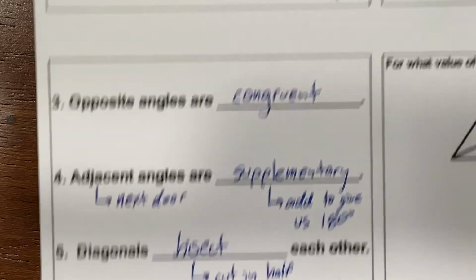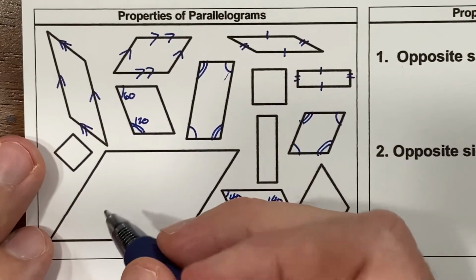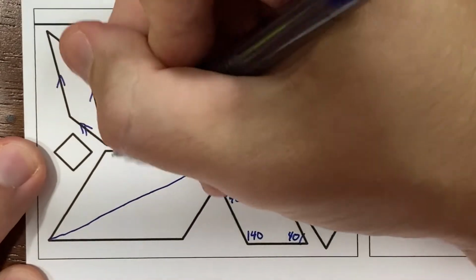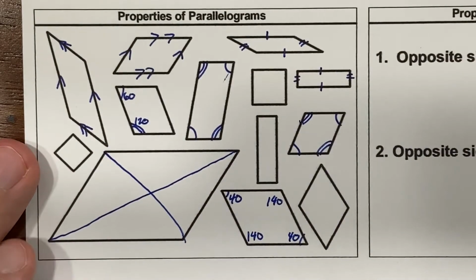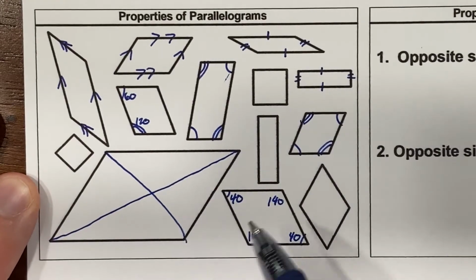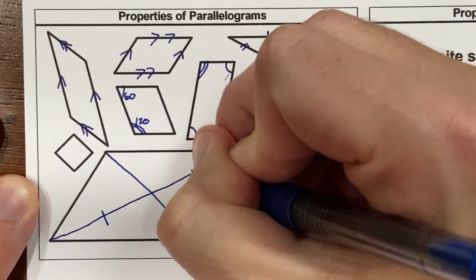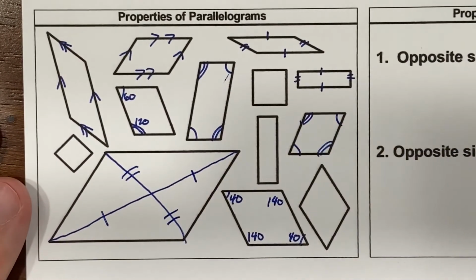The next question is, what's a diagonal? Well, a diagonal is this line. It goes from one corner to the opposite corner like that. And then this one goes from right there to right there. What a terrible line. But these diagonals, these lines that I just drew, cut each other in half. Okay? So like that means that that is congruent to that now. And that is congruent to that now.